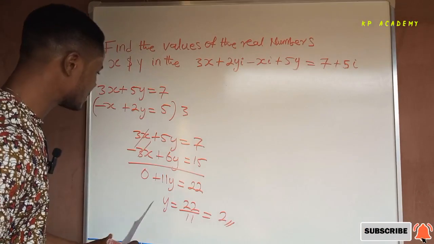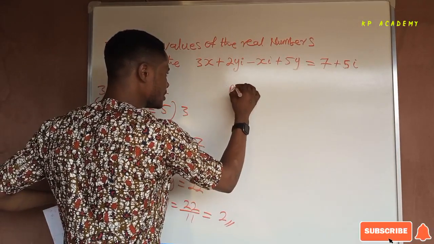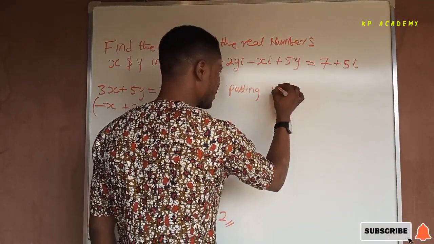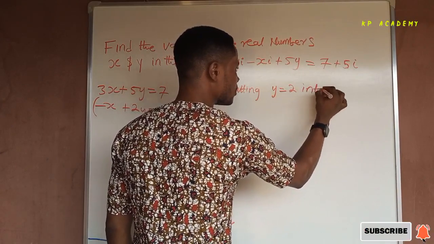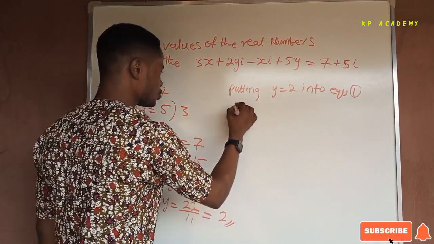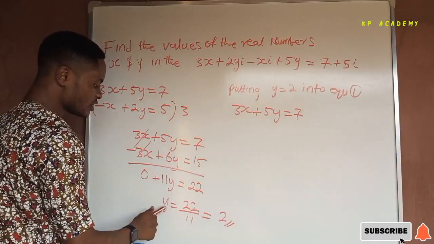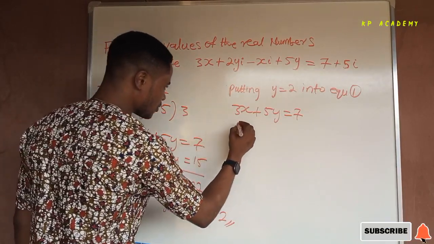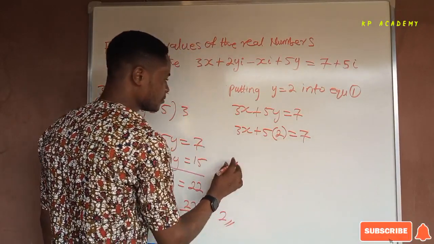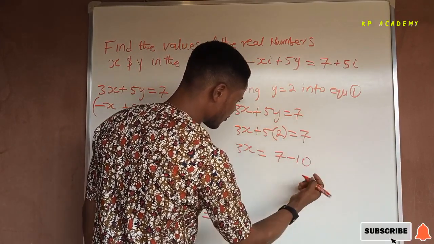So now, the next thing to be done: remember we've gotten the value of y. For us to get the value of x, we're going to substitute y equal to 2 into, let's say, equation 1. Equation 1 is 3x plus 5y equal to 7. So putting y equal to 2 into this equation, we have 3x plus 5 times 2 is equal to 7. Therefore, 3x is equal to 7 minus 10, because this and this make 10. Crossing over, we have minus 10.